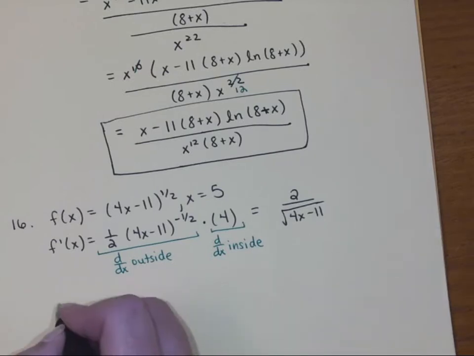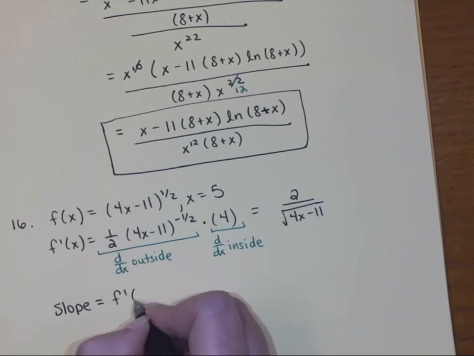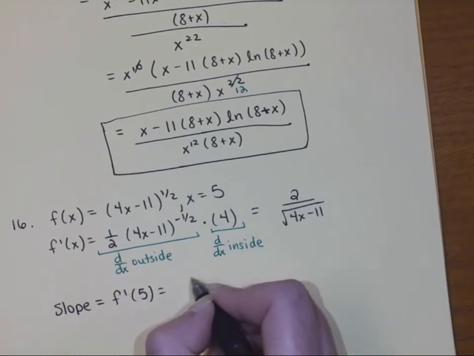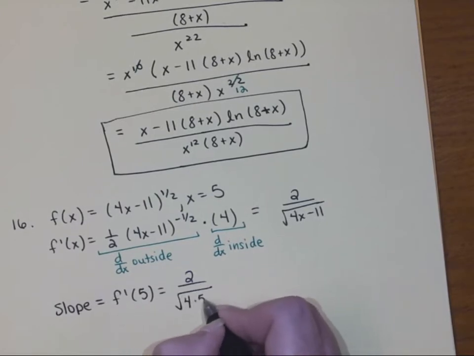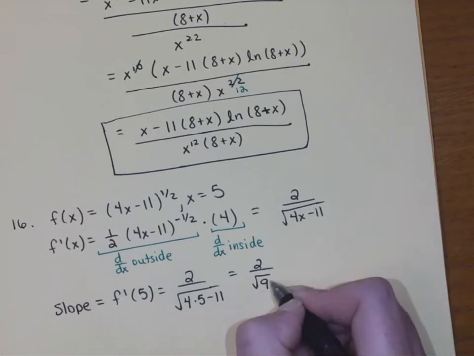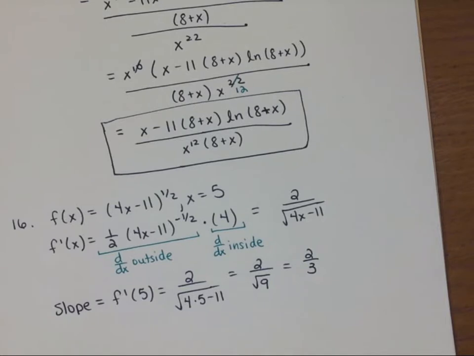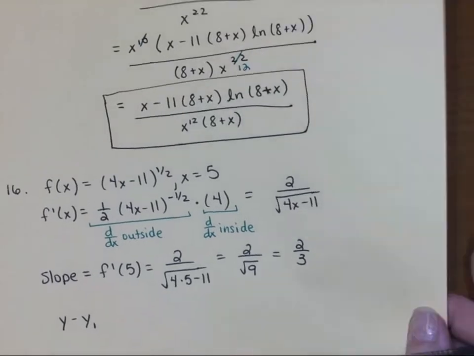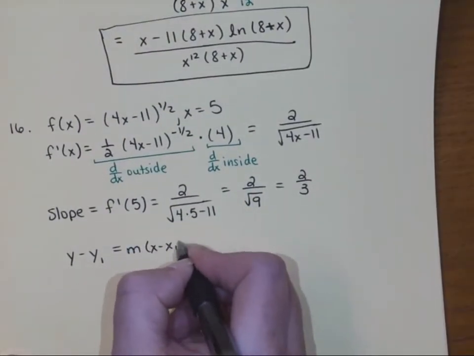And now if we want the slope, we just need to find f prime of 5, right? 5 is the number they told us to use. So 2 over the square root of 4 times 5 minus 11. So 2 over the square root of 9, or 2 over 3. Okay, so the slope is 2 over 3, and now I just need to use y minus y1 equals m times x minus x1.